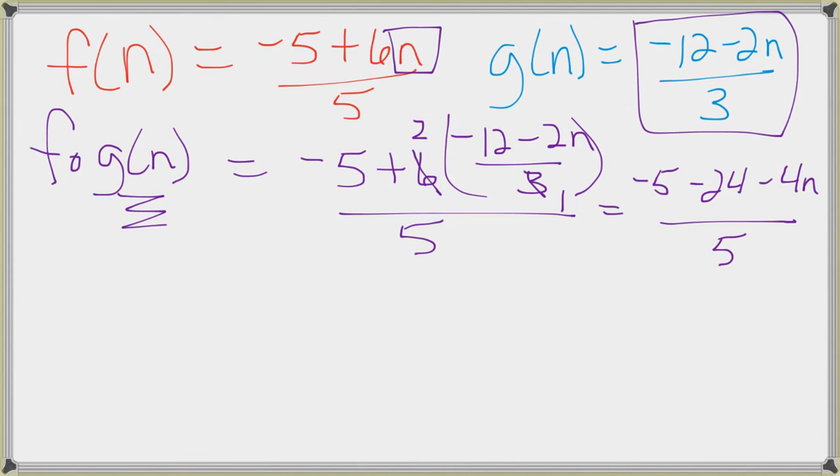We're done. We don't have to keep going. We don't have to check the other one because not everything canceled. Okay. You could go ahead and check the other one if you wanted to, just for caution. But f of n and g of n are not inverse functions because not everything canceled out.